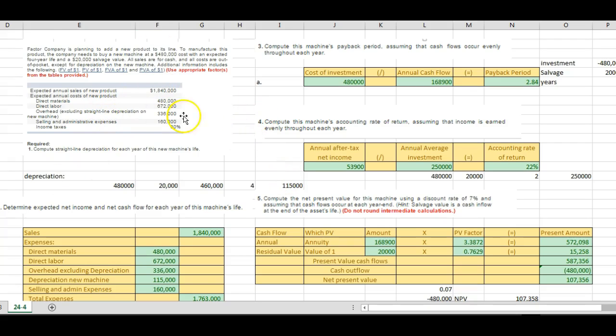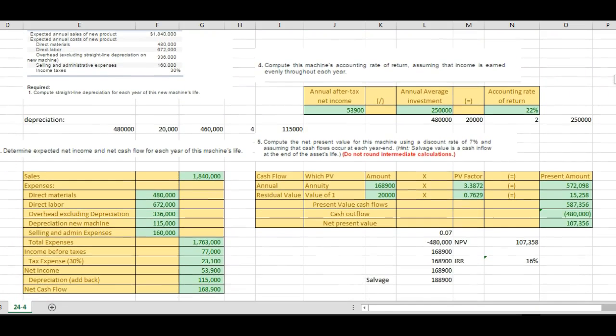They're going to buy a machine. It's going to cost $480,000. It's going to have $20,000 salvage. And this right here is going to be the sales for that product or for that machine with all of the expenses laid out. It has a 30% income tax, and they're going to use straight line depreciation for the machine. Now what you have to do is create an income statement right here to find before you can do anything.